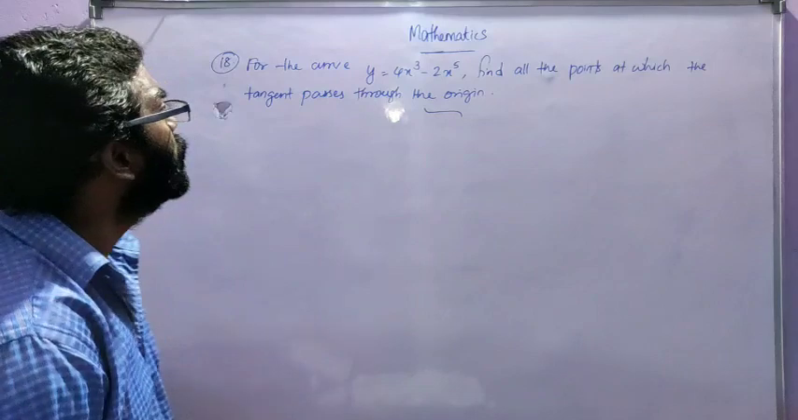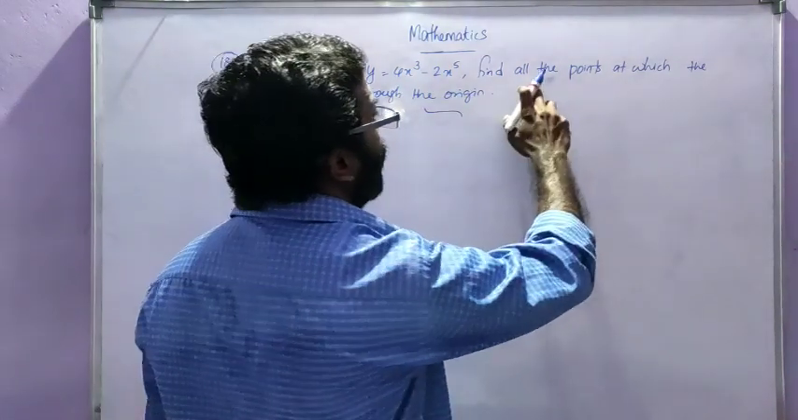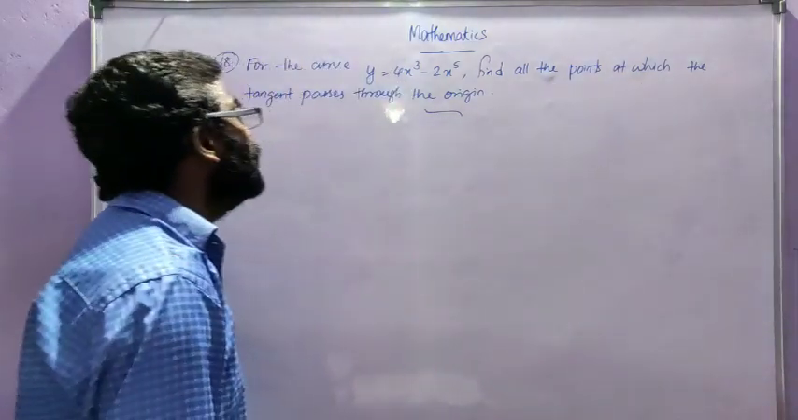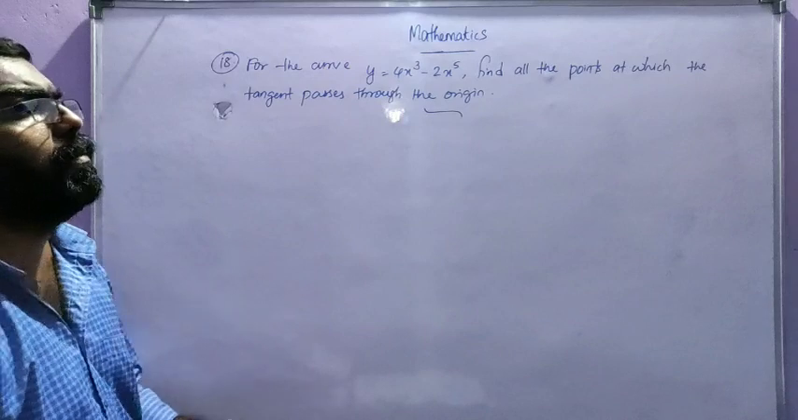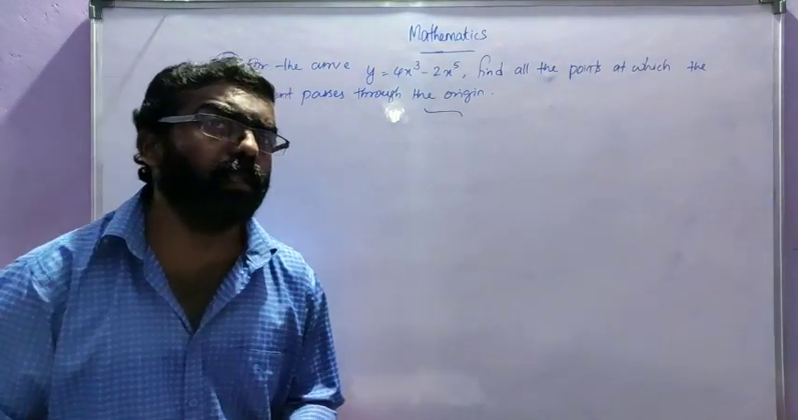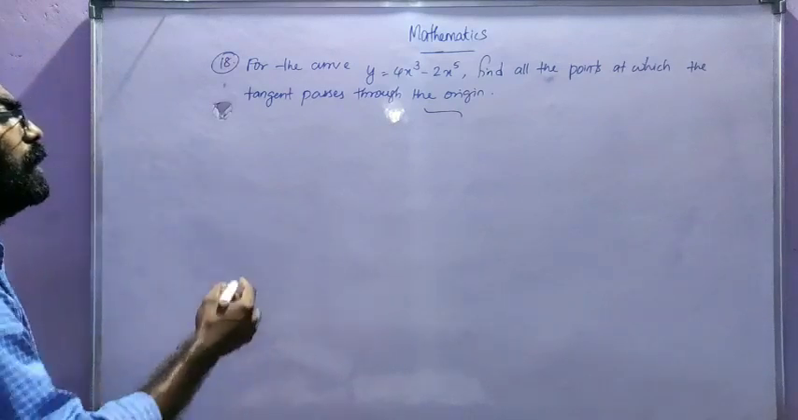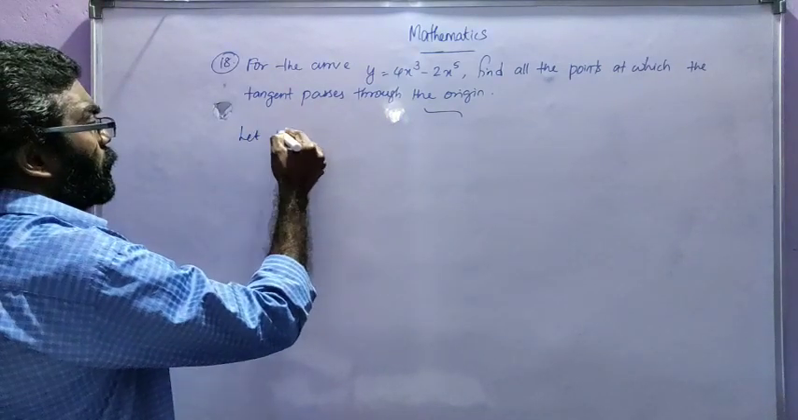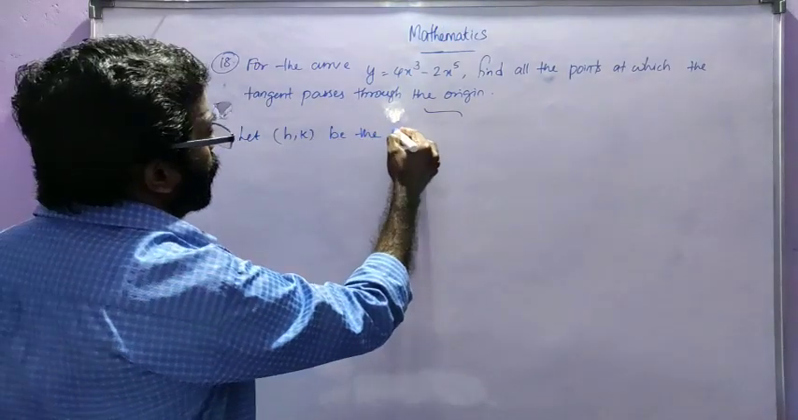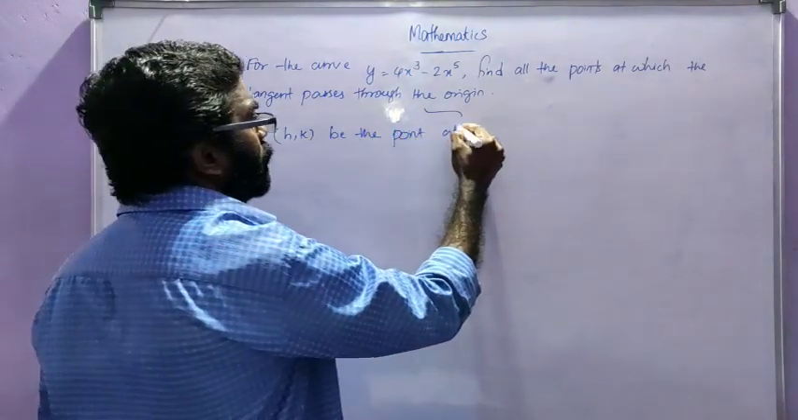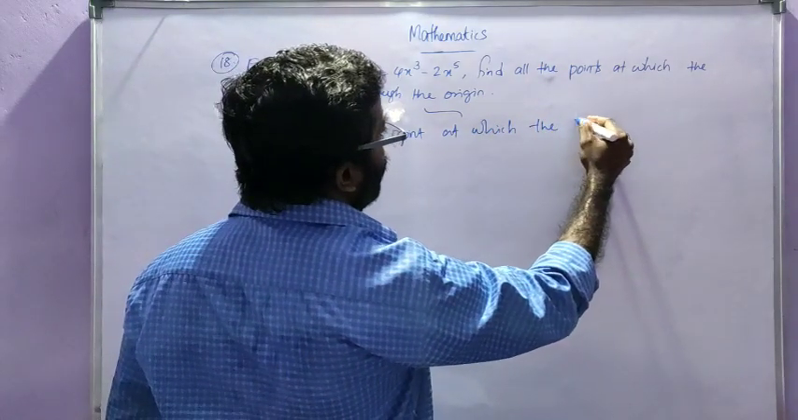Here the next question is, for the curve y is equal to 4x cube minus 2x raised to 5, find all points at which the tangent passes through the origin. Okay, we have to find the points at which the tangent passes through the origin. So here we can suppose let h comma k be the point at which the tangent passes through the origin.